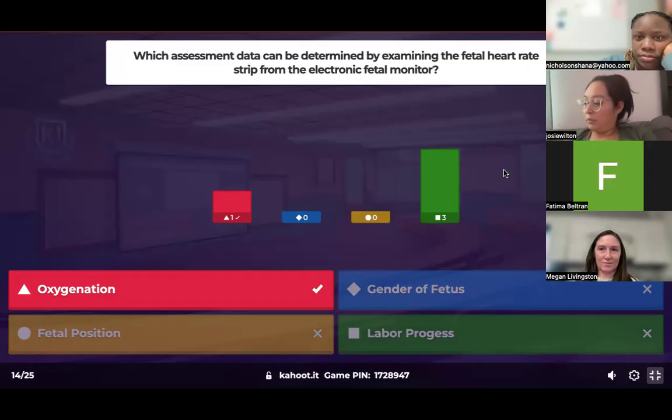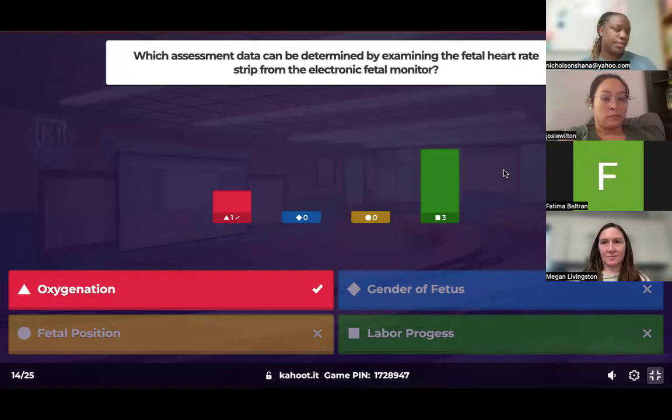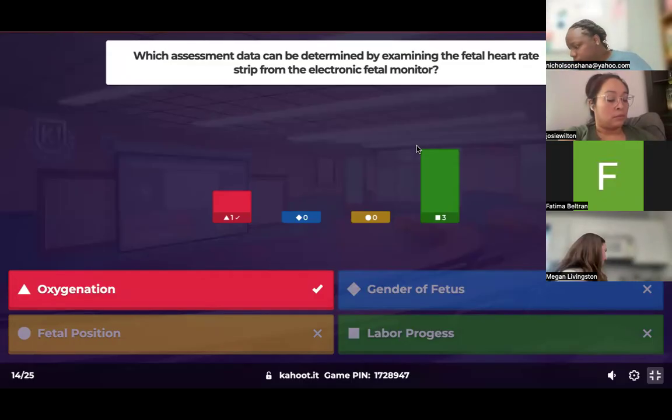and if a mom's having deep variables all of a sudden out of nowhere and she's a multip and has had multiple babies, in my head I'm thinking, "Oh, she's probably progressing and then she might be ready to have a baby soon." But we can't rely heavily on that to assess our labor progress. Oxygenation is what we're looking at whenever we're reading fetal heart rate tracings.